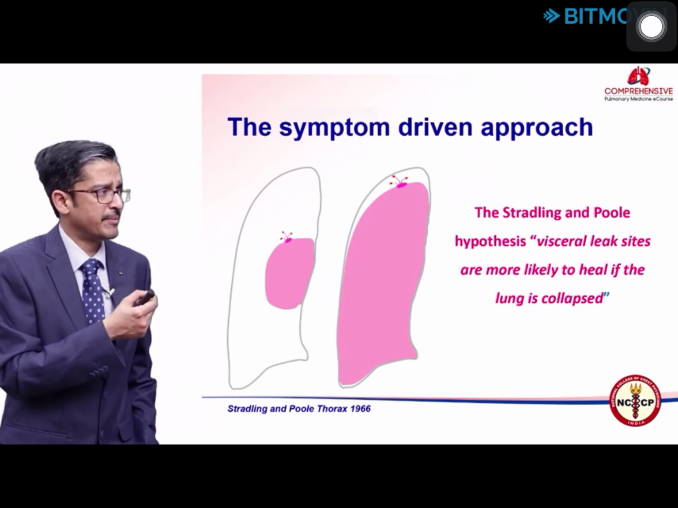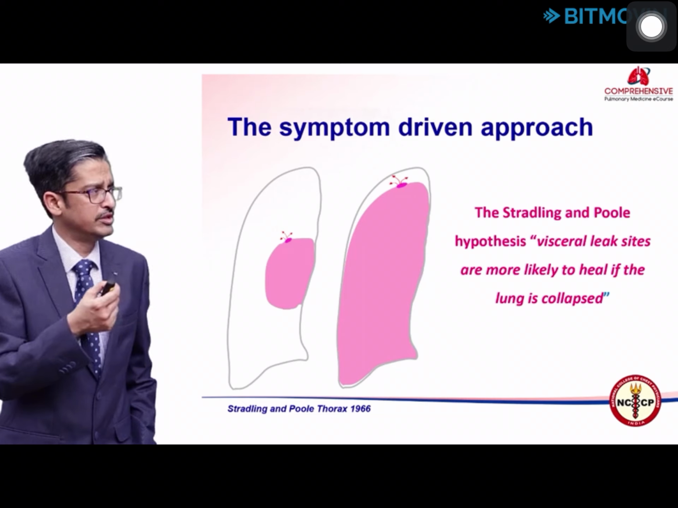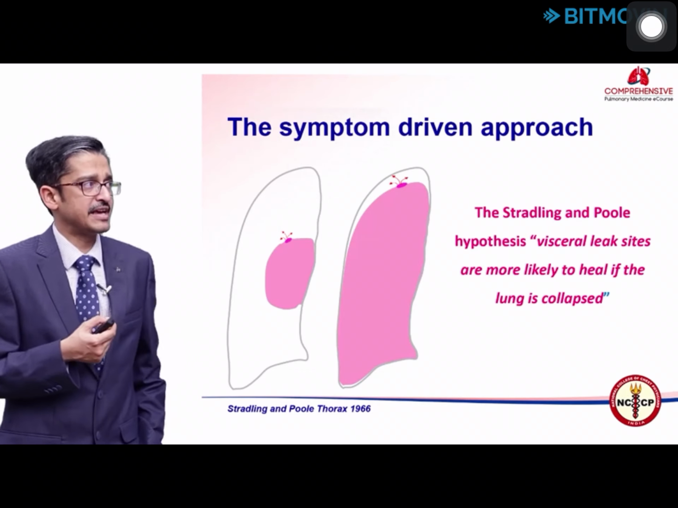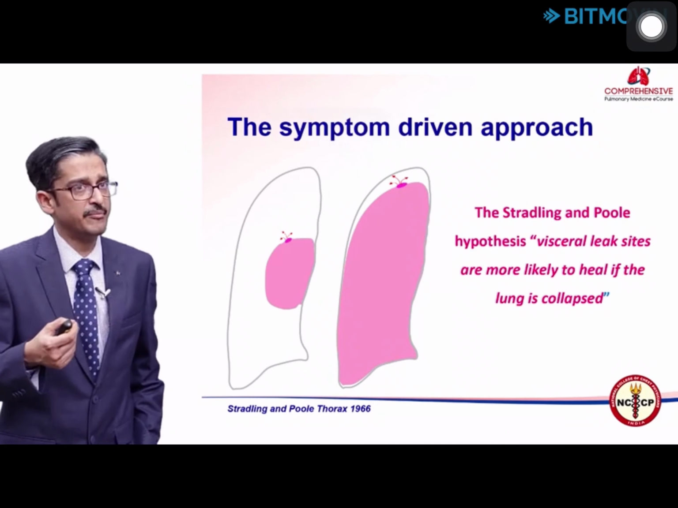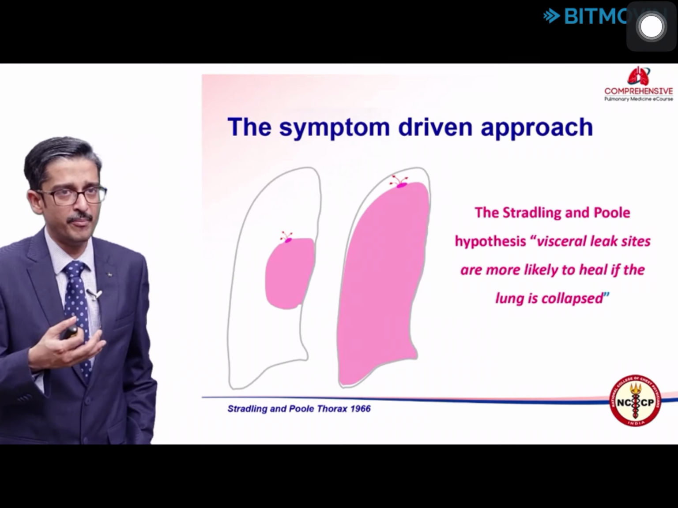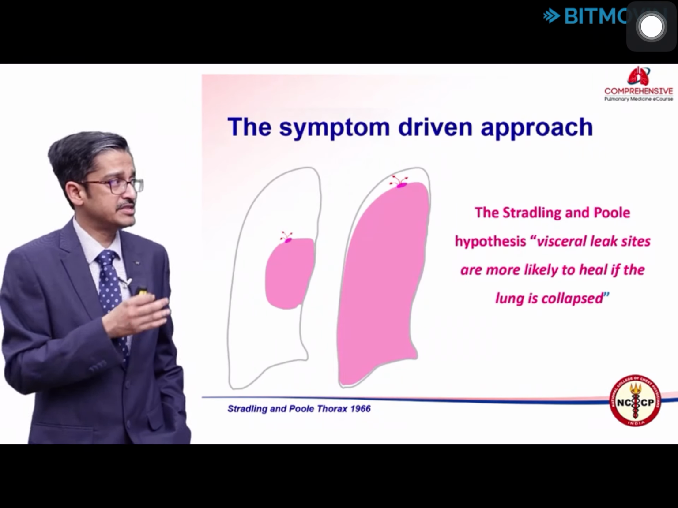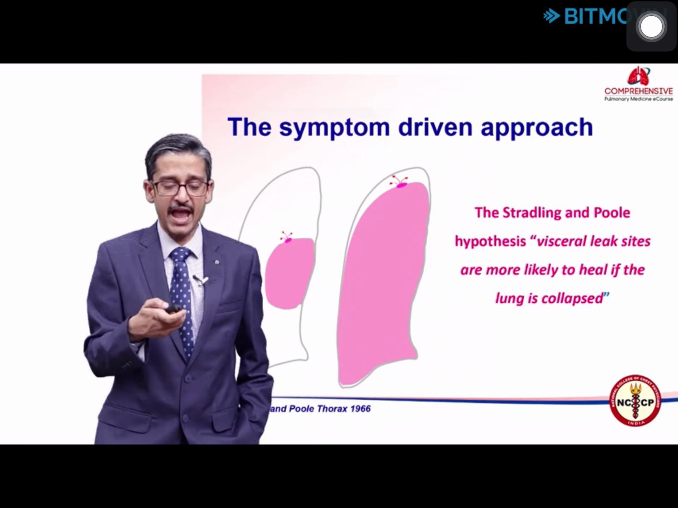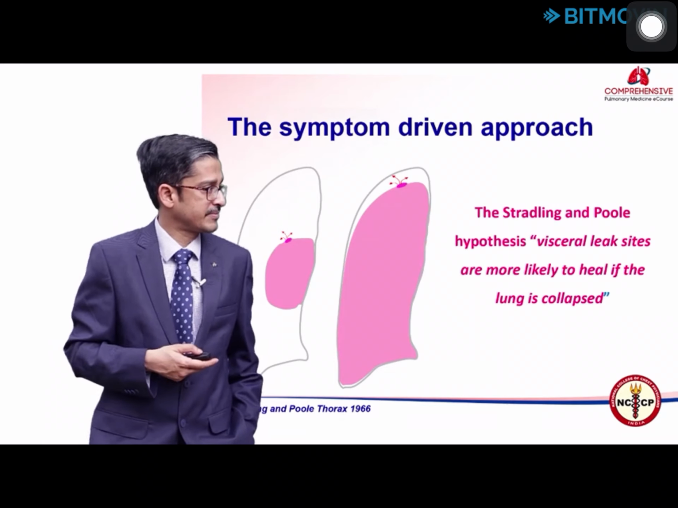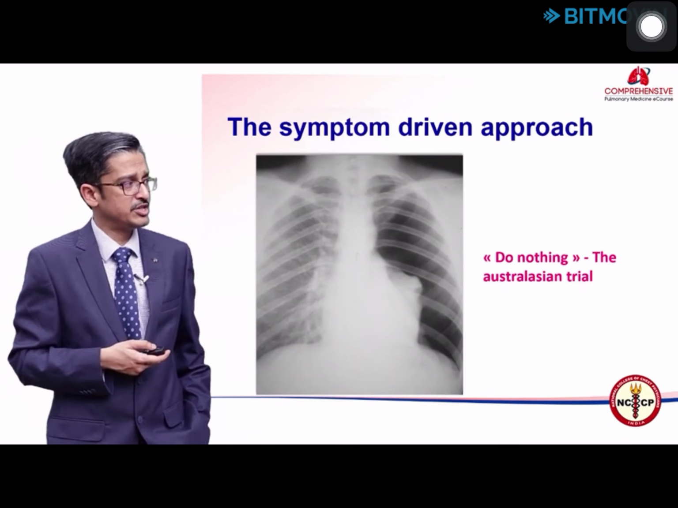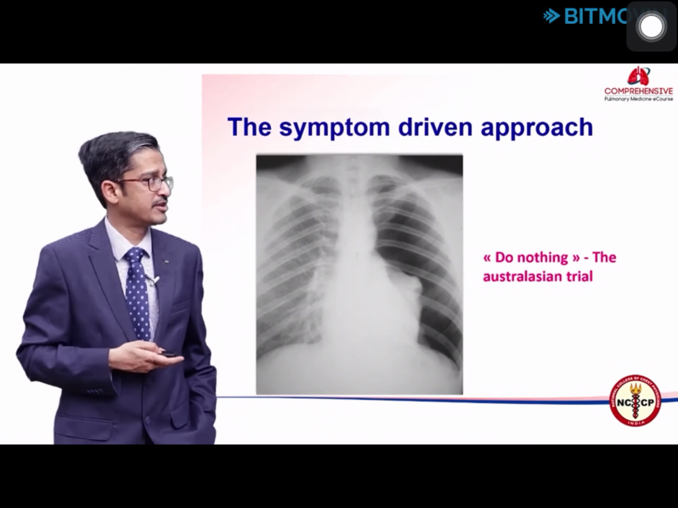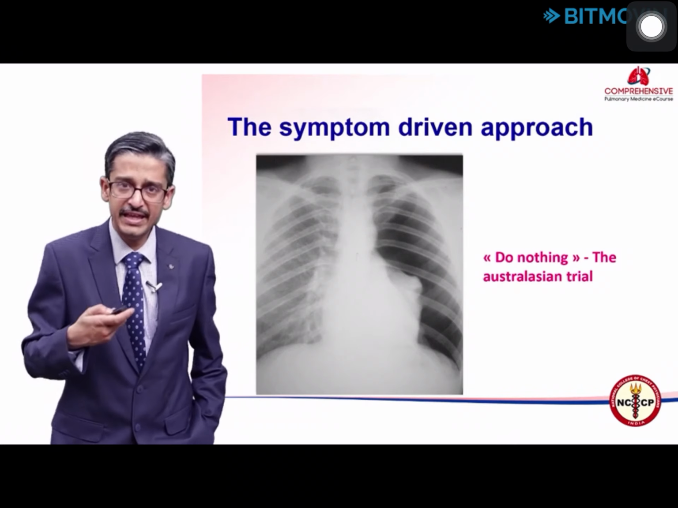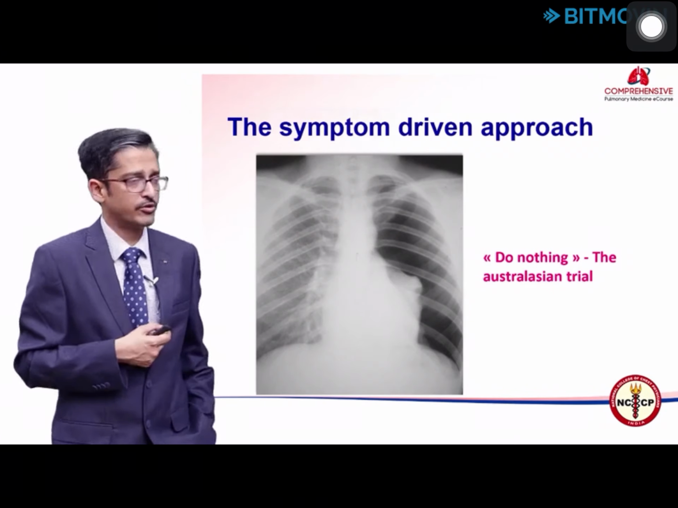The other thing which has come up again from lots of years ago, Stradling and Poole in Thorax, from one of the earliest issues of Thorax, the hypothesis that visceral leak sites are more likely to heal if the lung remains collapsed. Now this is a physiological comment. We will never be able to substantiate this, but this is a thinking. The fact that if you heal a visceral pleural leak, the lung might actually remain collapsed in these cases. So there was this big trial, the Australasian trial, and the X-ray is actually from this particular trial, which is the do-nothing approach. So this is conservative treatment in all patients irrespective of the size of their pneumothorax.